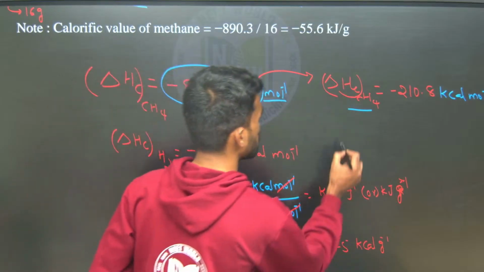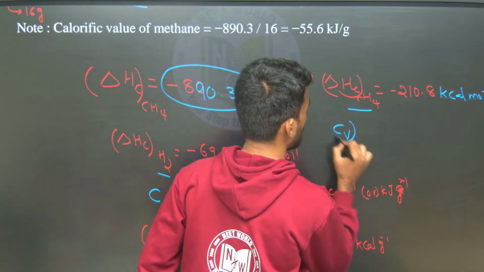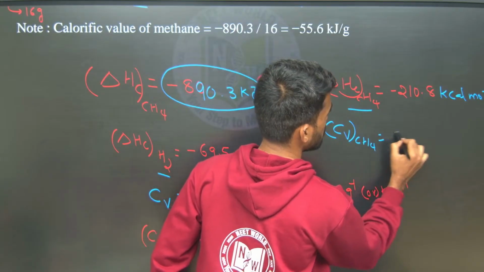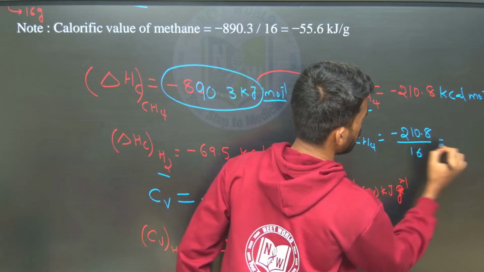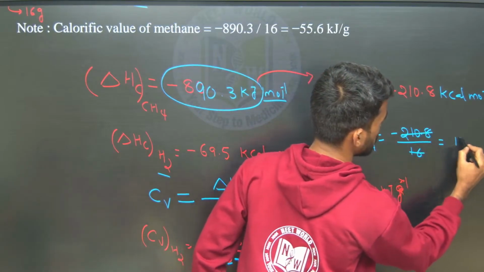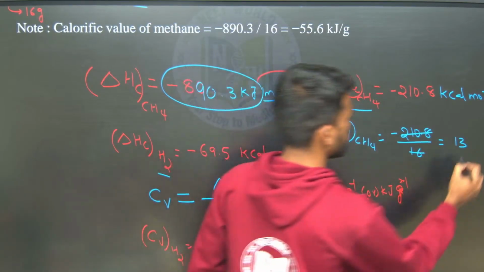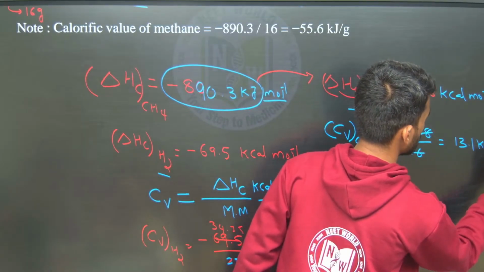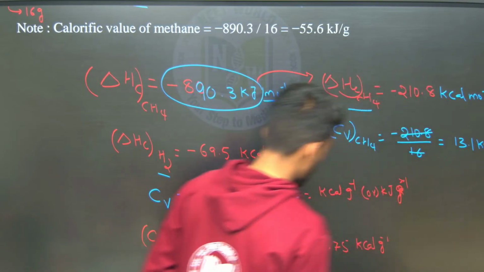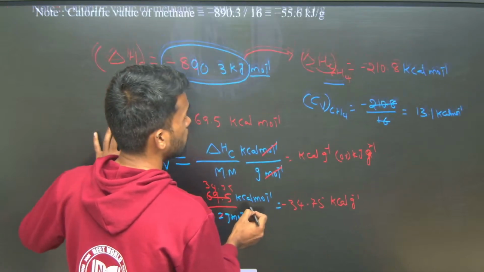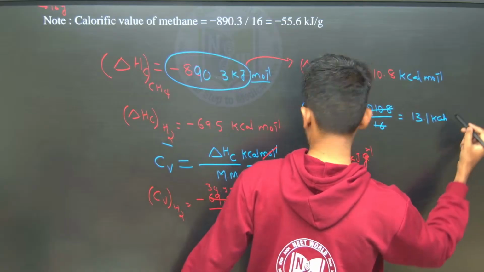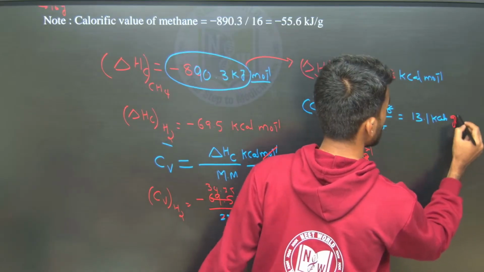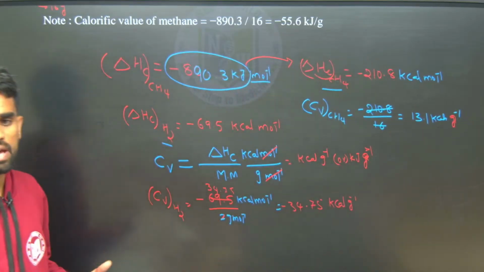Now the calorific value of methane is how much? Minus 210.8 by 16. So how much will it be? Around 13.1. Sir, in grams or kilocalorie? Kilocalorie per gram. So which has more calorific value here?